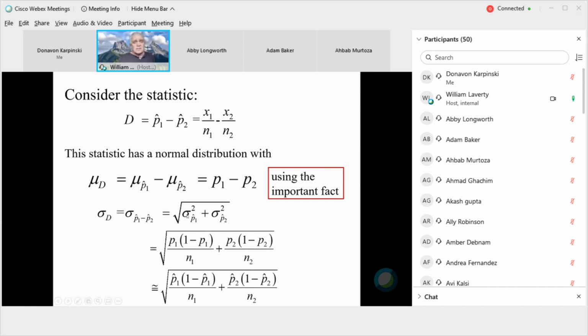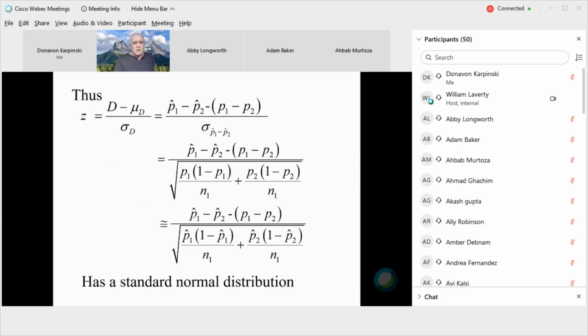The standard deviation of that difference is the square root of sigma P1 hat squared plus sigma P2 hat squared. That's P1 times 1 minus P1 over N1, plus P2 times 1 minus P2 over N2. And if you don't know the proportions to calculate sigma d, you might have to use the sample proportions in their place. Then we can standardize d: subtract off its mean, divide by its standard deviation, and that will have a standard normal distribution. So there's the statistic that will have a standard normal distribution: the difference in the two sample proportions minus the difference in the two proportions they're trying to estimate, over the standard deviation of the difference, which is approximately the square root of P1 hat times 1 minus P1 hat over N1, plus P2 hat times 1 minus P2 hat over N2.